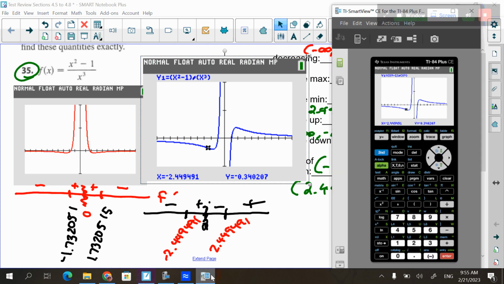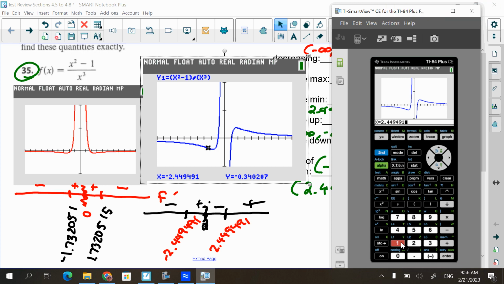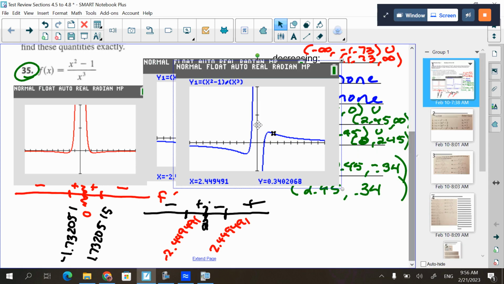Let me show you this way. I could just go calculate value, and I could type this whole number in. 2.449491. Did I get them all? Okay. And then from there, you can see it comes out with that same value that's positive. So again, you don't have to do that because you can see that's what's happening on the other side of the grid.